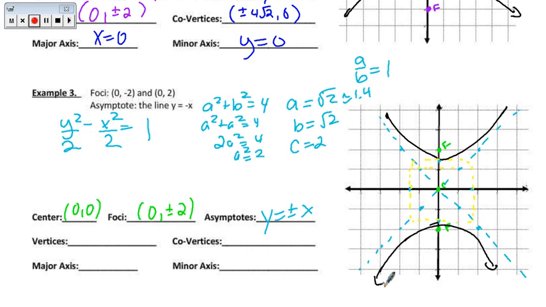Alright, so let's fill out what else we know. We know the vertices are at 0, plus minus root 2. The co-vertices are at plus minus root 2, 0. The major axis is running this way here, so that is going to be the line x is equal to 0. And the minor axis running through the co-vertices this way would be y is equal to 0. Alright, so let's flip our pages over. Let's see what else we have here.